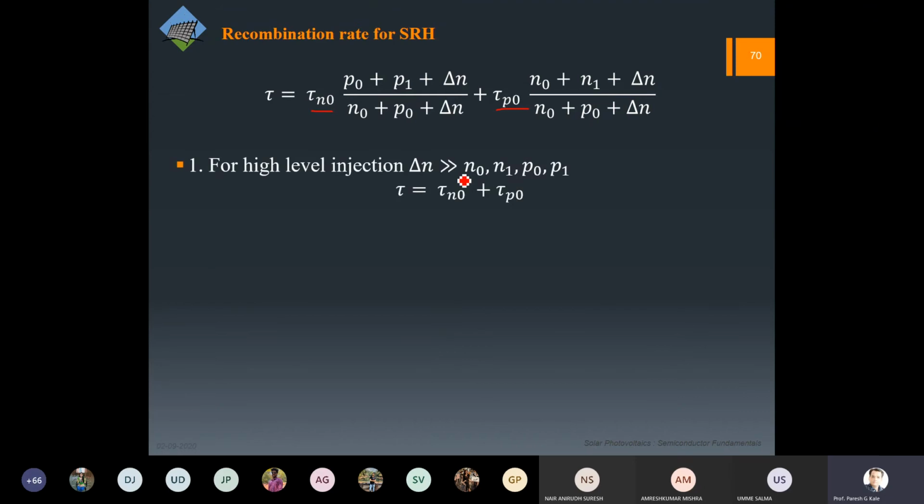Now here there are two cases which will arise. One is high level injection. In a simple sense, high level injection means I am injecting carriers because of whatever reason. It may be biasing, it may be more photons, extra light, whatever you think of. So in a simple sense, more carriers, a very high level of carriers.